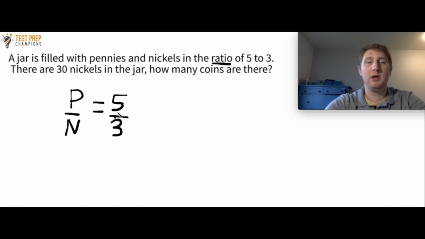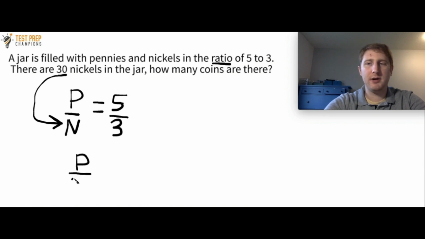So we're told a jar has pennies and nickels in a ratio of 5 to 3. So I rewrite this information as a fraction. And now we can take the fact that there are 30 nickels, and I'm going to plug this 30 into the equation for n. In other words, I'm going to replace this n with a 30.